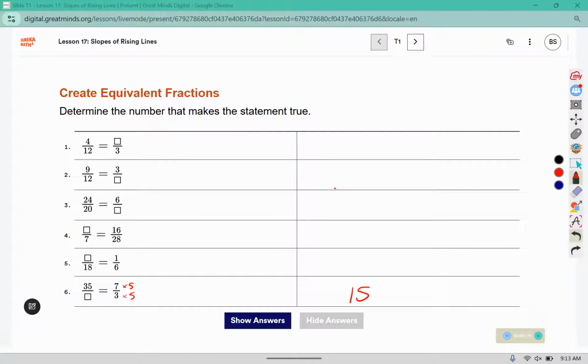In problem 4 here, in order to get from 28 to 7, we would need to divide by 4. 28 divided by 4 gives us 7. And 16 divided by 4 is 4. So go through and use the strategy of either multiplying or dividing to make your fraction or the equivalent fraction have a larger and smaller denominator or numerator, and fill in the blank.